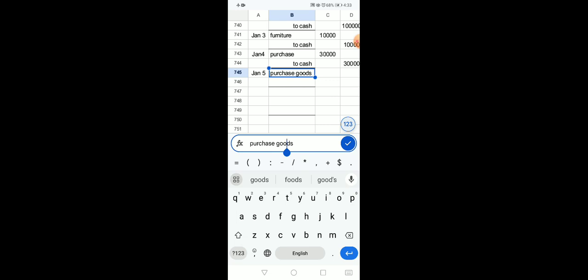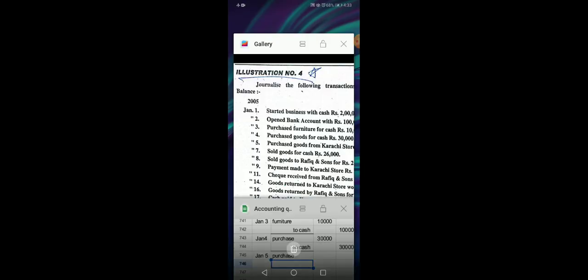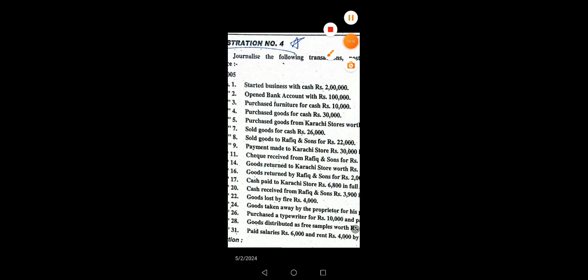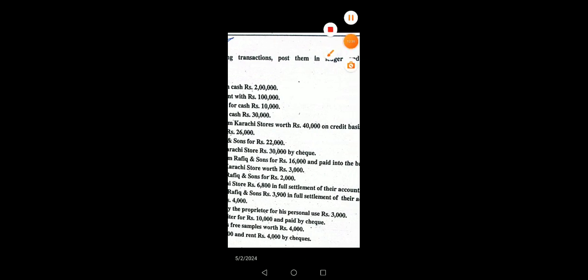Goods were written just for reference; in accounting we do not write goods. Now it is not needed here, you can erase it. So goods were purchased, and you have mentioned it on the debit side. All right, and now you see you have purchased these goods on credit. Purchase goods from Karachi, clearly mentioned as on credit basis. So you have bought these goods on credit.